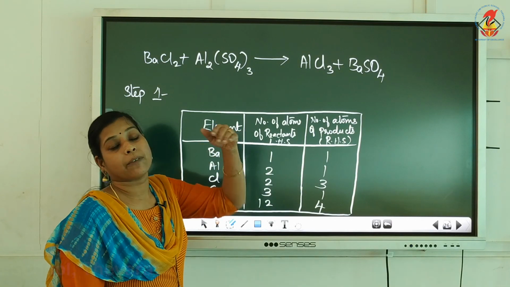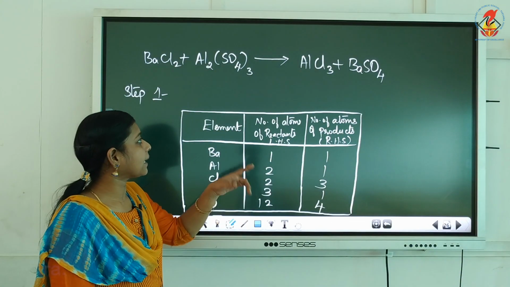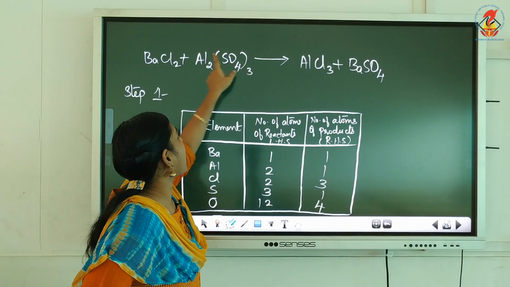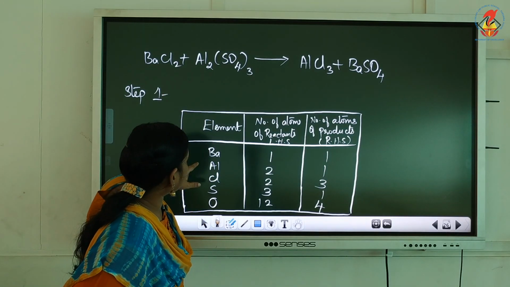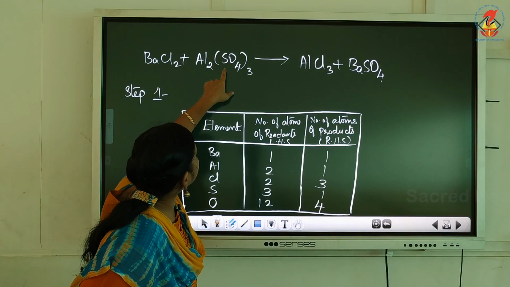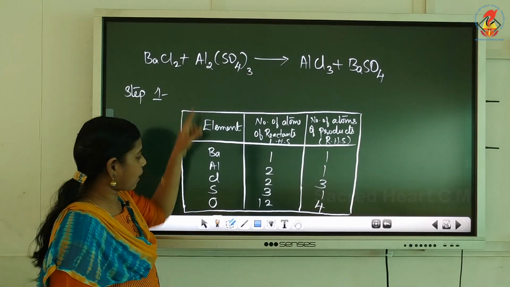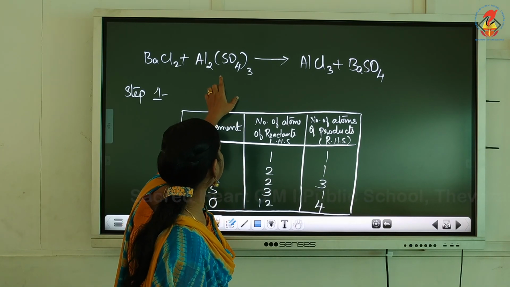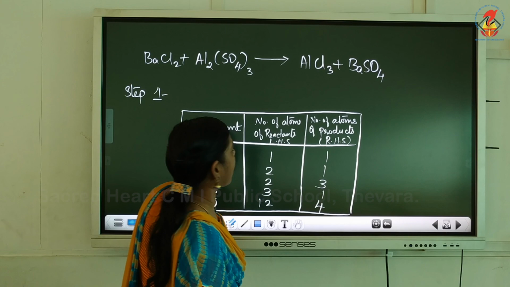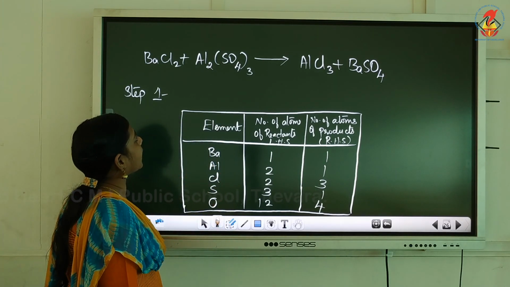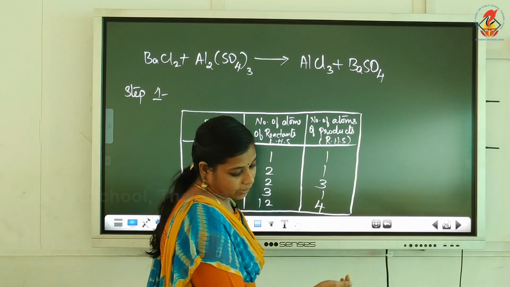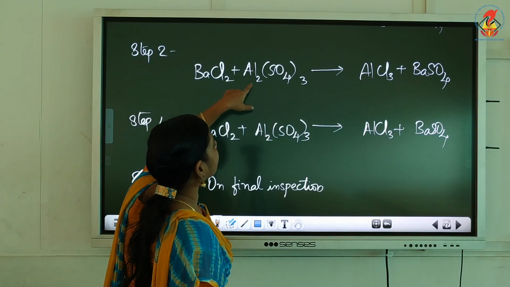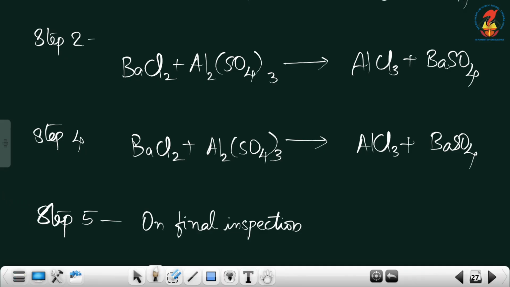Sometimes a single element will be present in both the products. At that time we will take an element which is present only once. Aluminum is present here, and sulfur is also there, but oxygen comes in between. So we can first equate the aluminum. Aluminum on the left side is 2 and on the right side is 1. So we will equate that aluminum first. How can we equate the aluminum on both sides? See here, in this case it is 2 and here it is only 1.